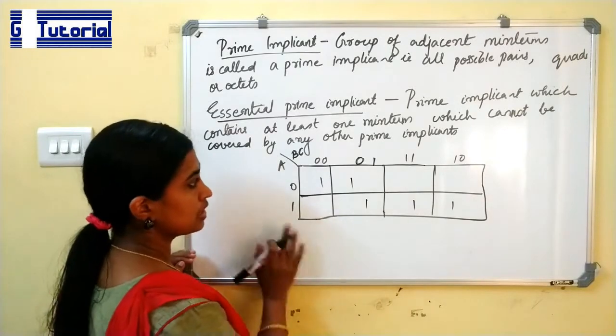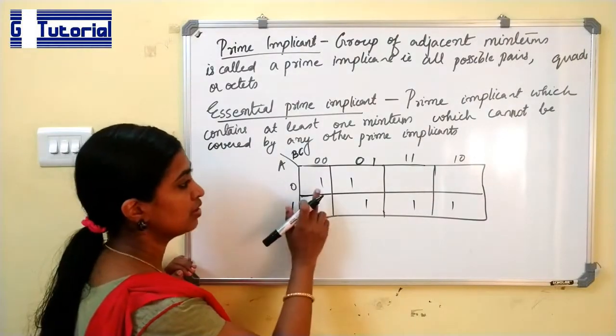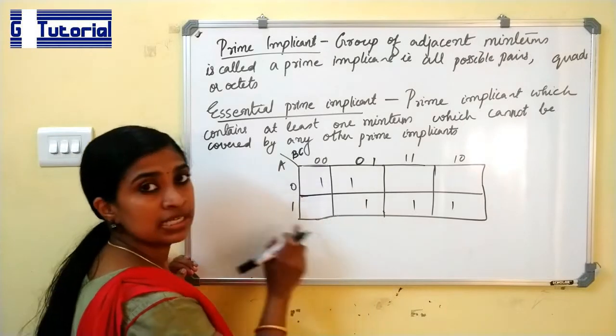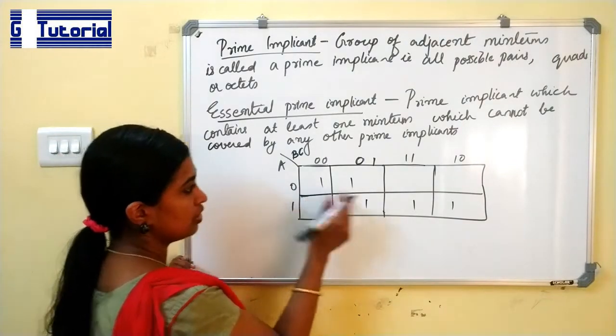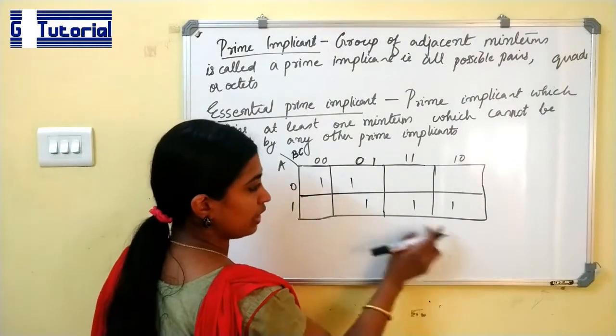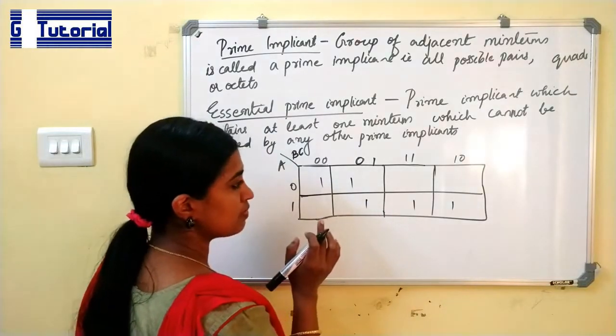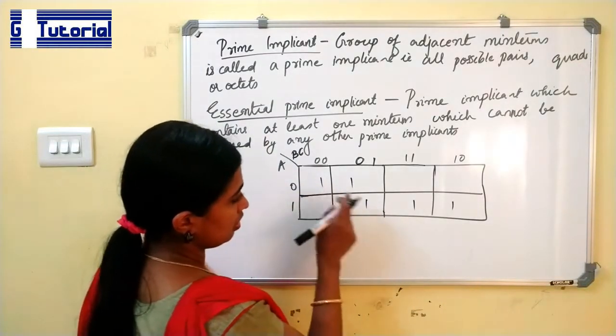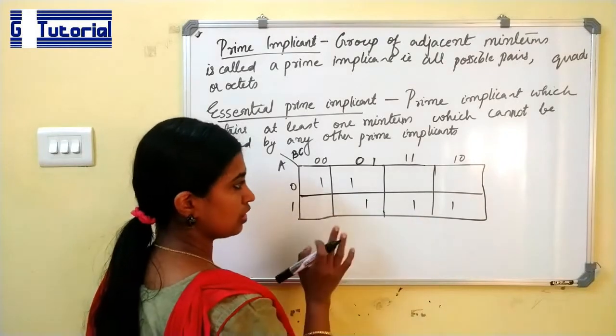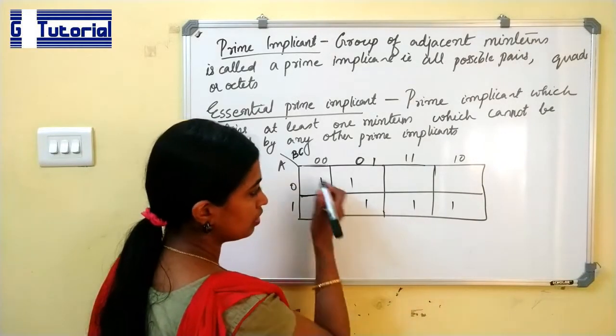We can solve this. This is a 3-variable K map and we are asked to simplify this sum of product expression. So we have to group all ones, and the possible combination is, we are not able to form an octet, we cannot form a quad.